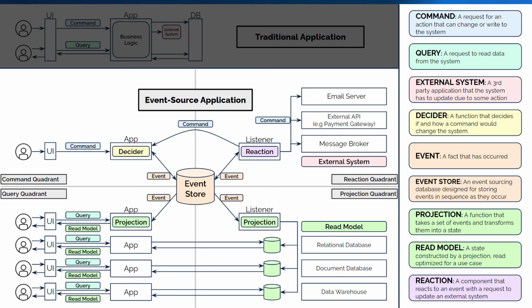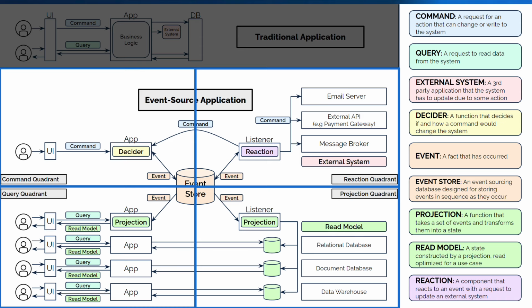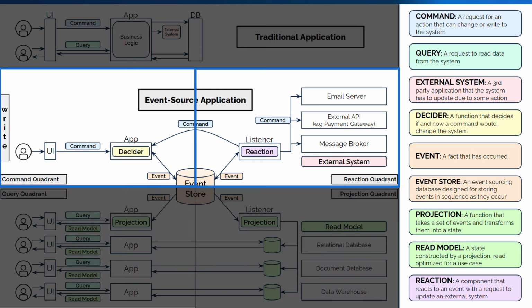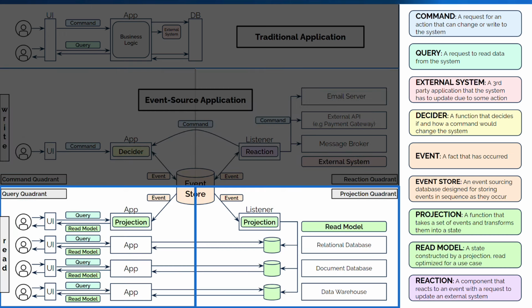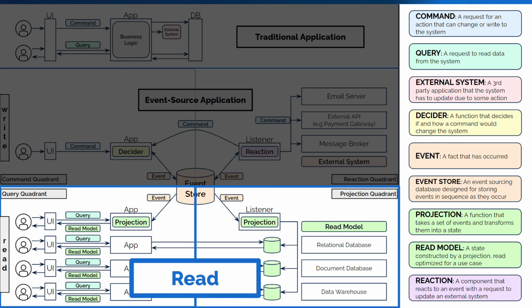A helpful way to understand and remember these components is by dividing them into 4 quadrants, each with a unique property. The top 2 quadrants are related to writing or triggering actions. Both the command and decider assist in writing to the event store, while the reaction triggers a write to an external system. The bottom 2 quadrants are related to reading. The query and projection help users retrieve data by transforming events from the event store into read models. Additionally, the projection and read models can cache optimized models to enhance performance.